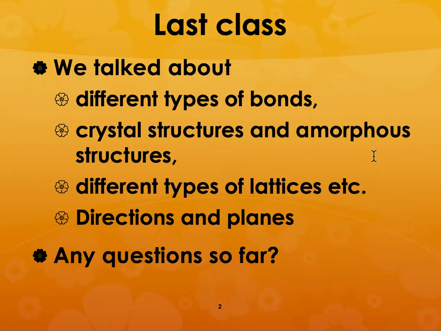In the last class, we covered the different types of bonds like ionic, covalent, and metallic. And then we talked about crystal structures and amorphous structures very briefly. We talked about different types of lattices, etc. We also talked about directions, and we are going to talk about planes and the information about different types of planes and what connection they have with material properties and so on.